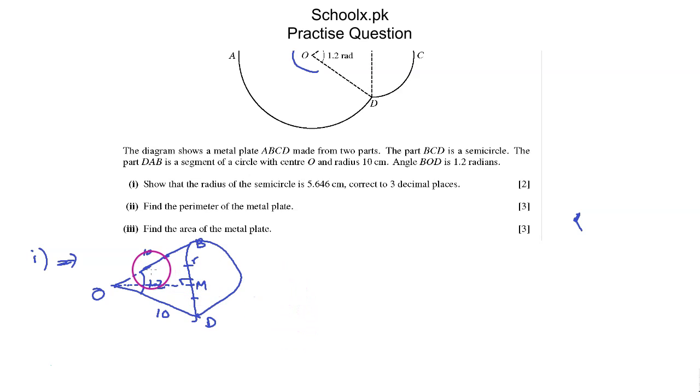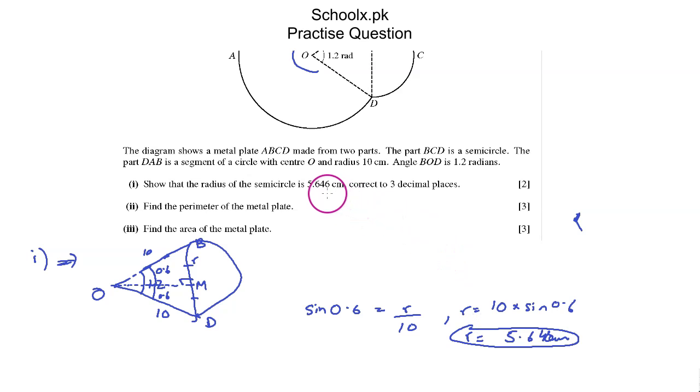I need to find MB. So for that I'll use sine, and this line also bisects the angle. So this will be 0.6 radian, and so will be this 0.6 radian. Alright, so sine of 0.6 equals R by 10, so R will be equal to 10 into sine 0.6. Hence if we compute this, we get R as 5.646 centimeter. So we have shown that the radius of the semicircle is 5.646 centimeter.